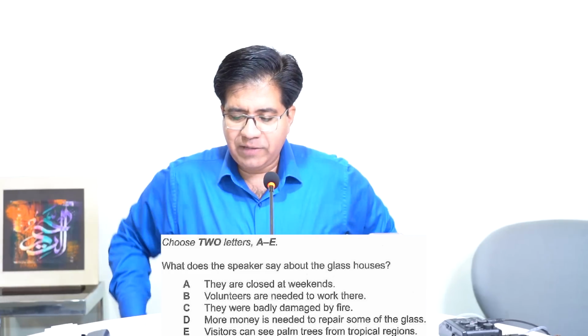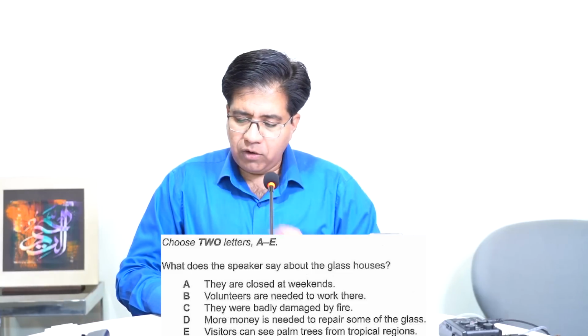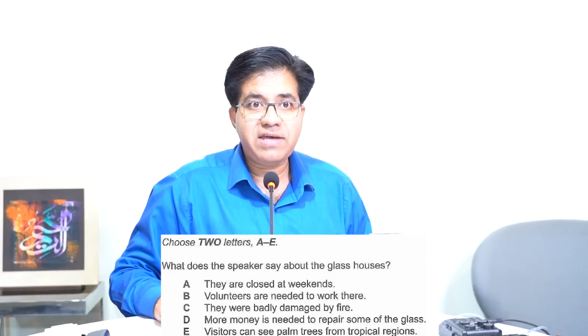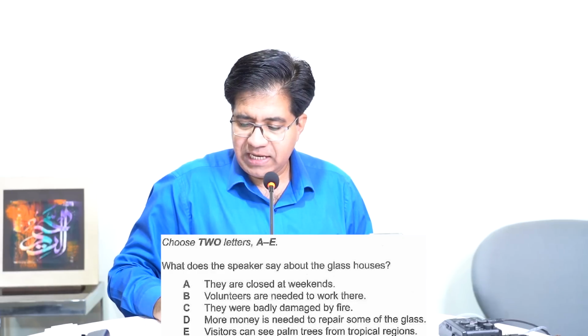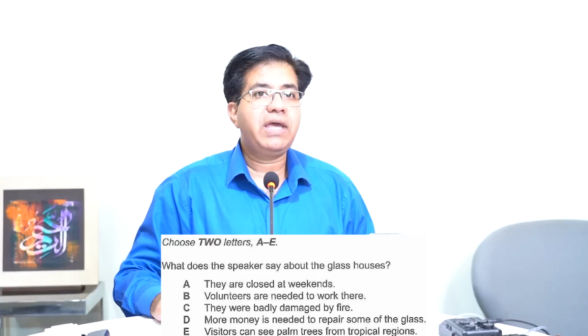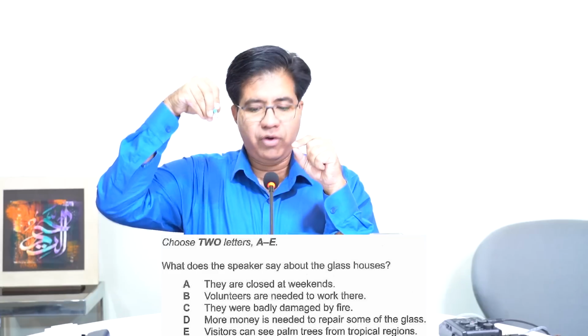Now, what to underline? Option A, weekends. Option B, volunteers. Option C, fire. Option D, money. And option E, palm trees. So when they talk about palm trees, come to that option, tick or cross. So, let's see.